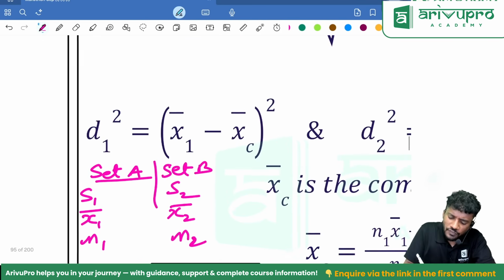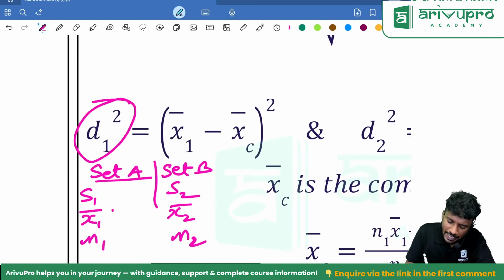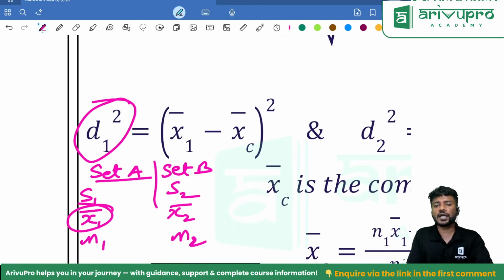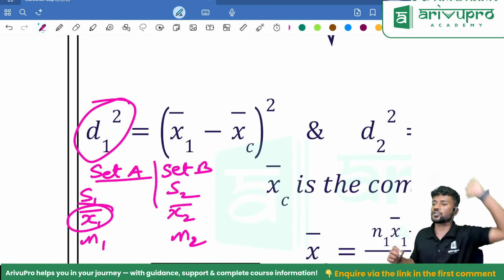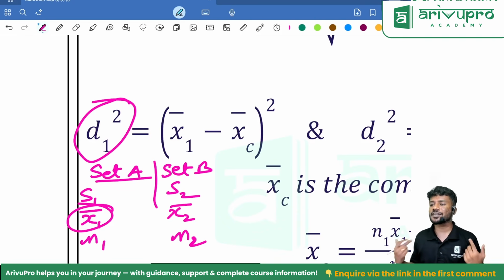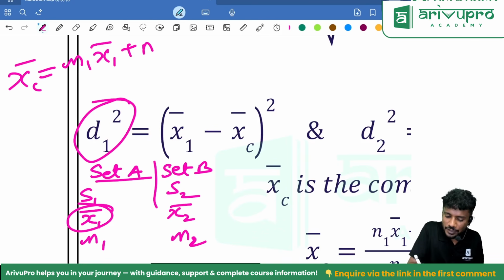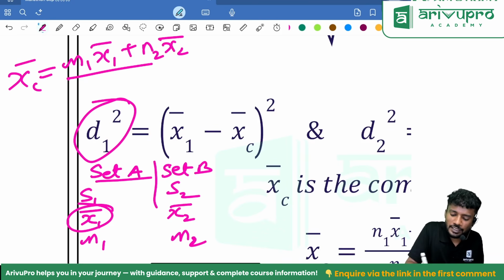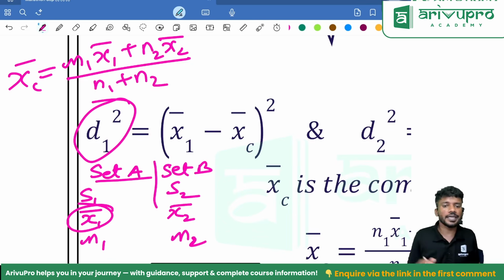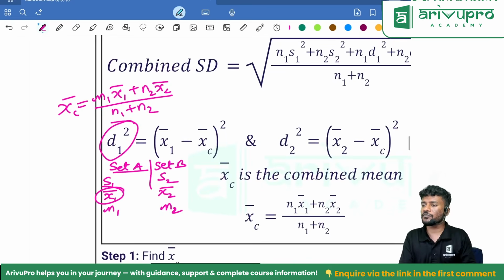Okay. Now, how to find D1 square? This X1 bar will be there, right? From that X1 bar, we will reduce combined mean. Then we will square it. Now, you will ask me, sir, how to get combined mean? Combined mean is nothing but N1 X1 bar plus N2 X2 bar divided by N1 plus N2. Make a note. I think you remember the formula.